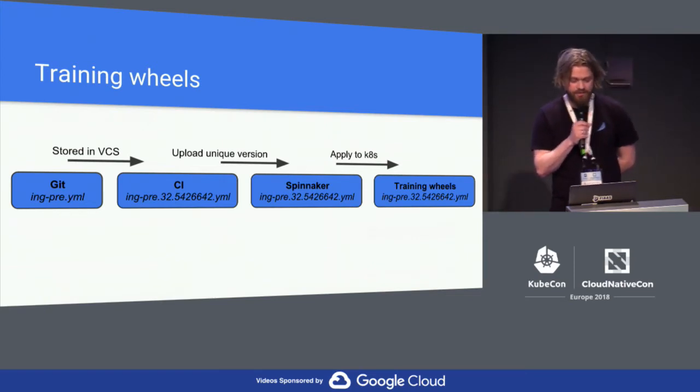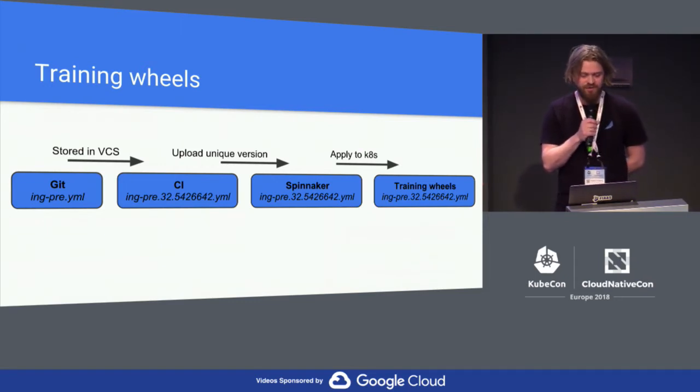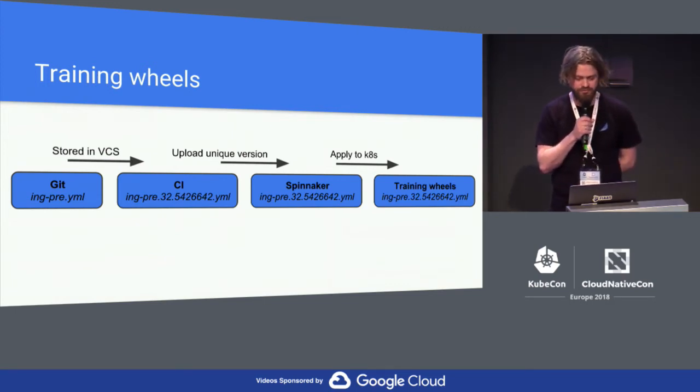Here is how it works for an ingress manifest. First, you store your manifest in Git as a YAML file. Then in the build, we upload this to Artifactory using a unique version.